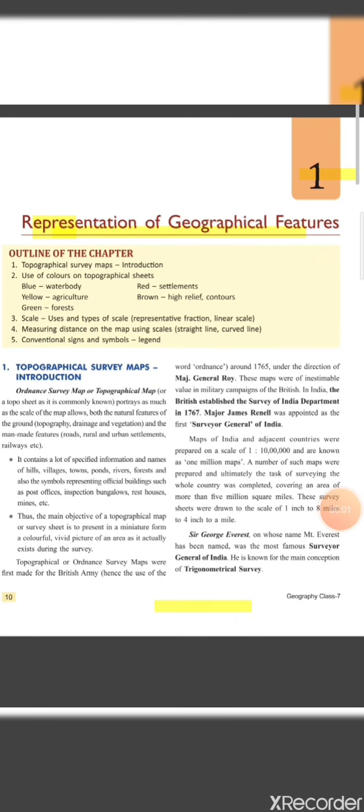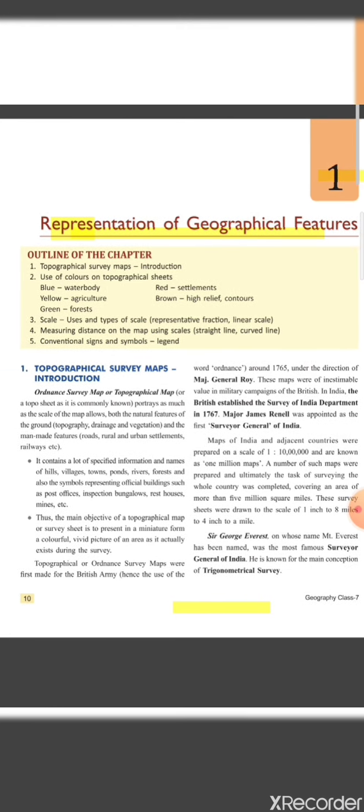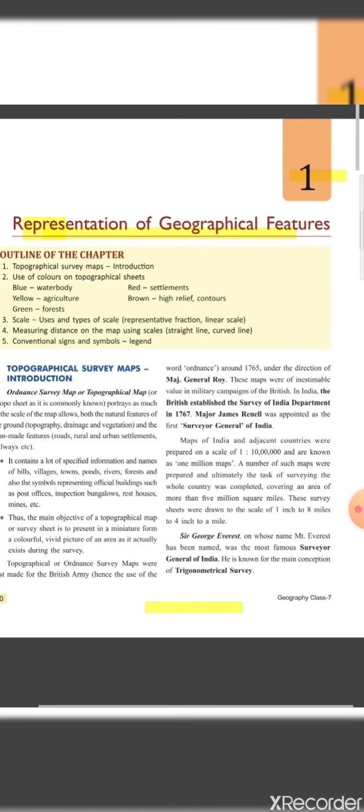Good morning class. This is your chapter number one, representation of geographical features. Before we start this chapter, we should know what is geography and why do we learn geography. Basically, geography is a study about the physical features of earth and its phenomena, its atmosphere and its human activities. It is also a study of phenomena of earth and planets.